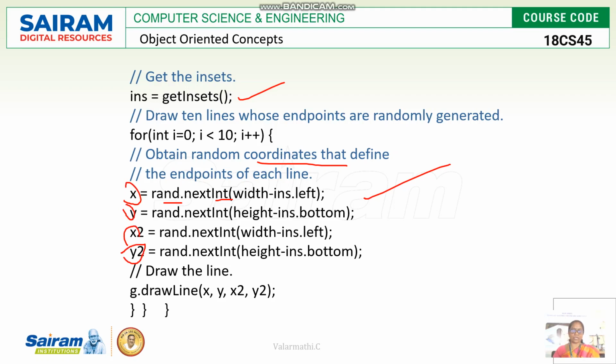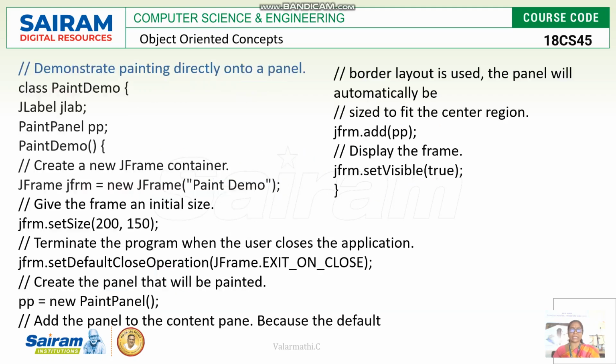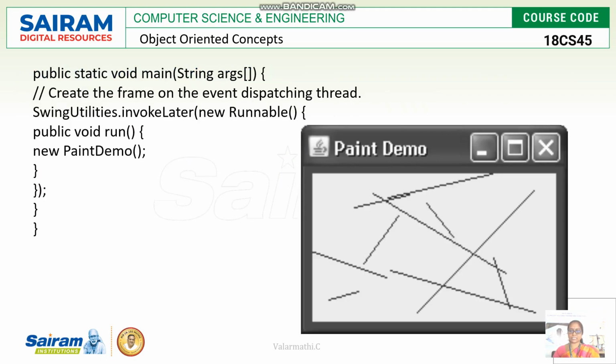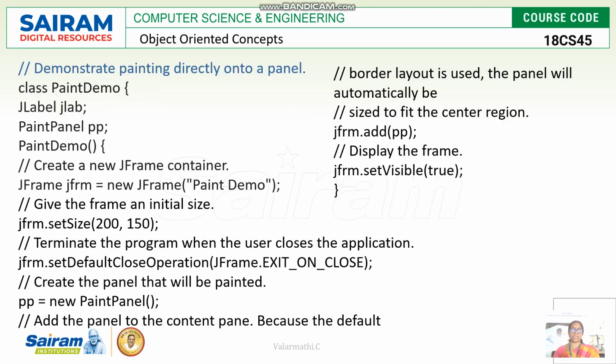Finally, with the values we got from x, y, x2, y2, we are going to draw a line using a method called drawLine of x comma y comma x2 comma y2. This is done from 0 to 10. So almost 9 lines of drawing have been done. So you can see this is 1 2 3 4 5 6 7 8 9. So almost 9 lines have been drawn with the help of random numbers. So this is what the paint panel is.